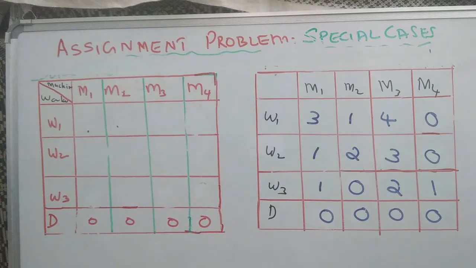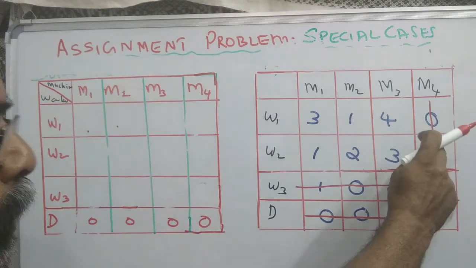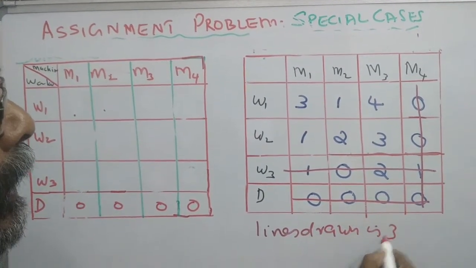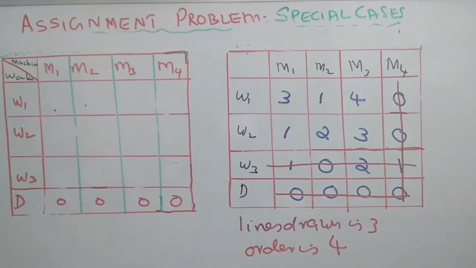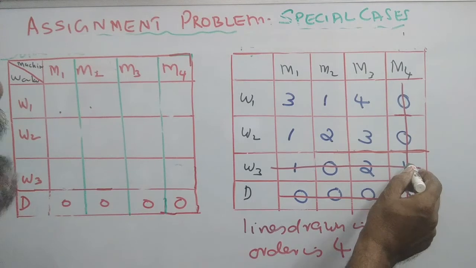The first row reduced matrix obtained is not ready for allocation. How will you modify? We draw the minimum number of horizontal and vertical lines to cover all zeros. Number of lines drawn: 1, 2, 3. The number of lines drawn is 3, and the order of the problem is 4. Then we have to modify the table. How will you modify? We have 3 types of numbers: uncovered numbers, discussed in the earlier class, numbers covered by one line, and numbers at the intersection. Where are the intersections? Here is an intersection. Here is an intersection.